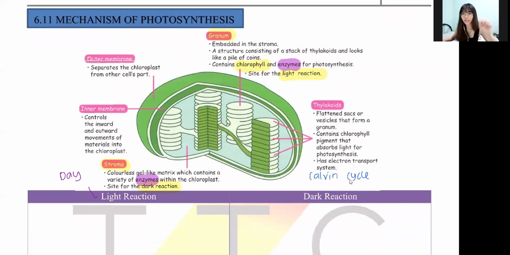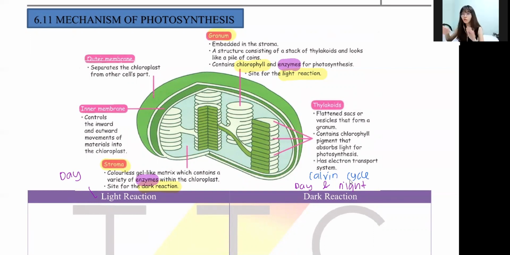Because light reaction happens during the daytime, right? What about the dark reaction? If you're thinking that it only happens during the nighttime, it's wrong, because as I mentioned, dark reaction doesn't need sunlight. It means with sunlight, they can carry out dark reaction. Without sunlight, they can also carry out dark reaction. So it will happen during the daytime and nighttime. Day and night also can, as long as there is no sunlight needed. But light reaction must have a presence of sunlight.